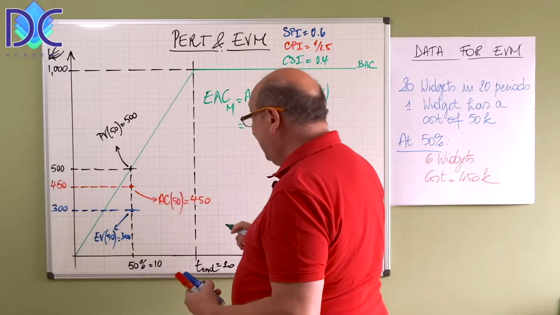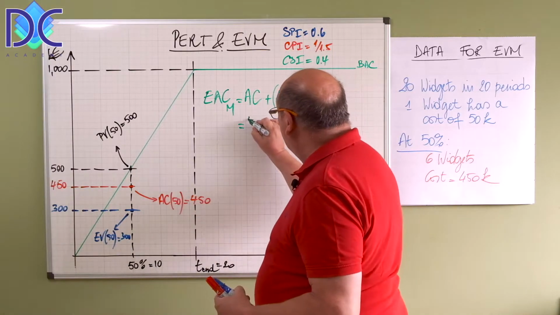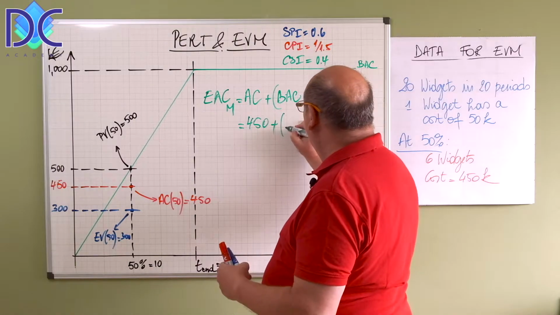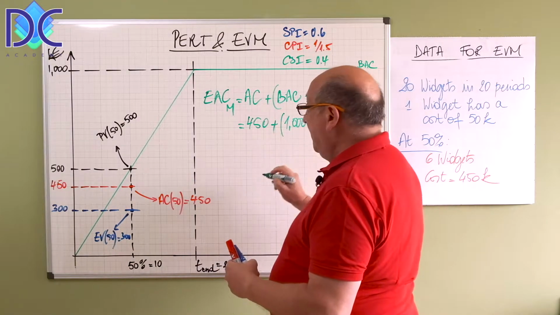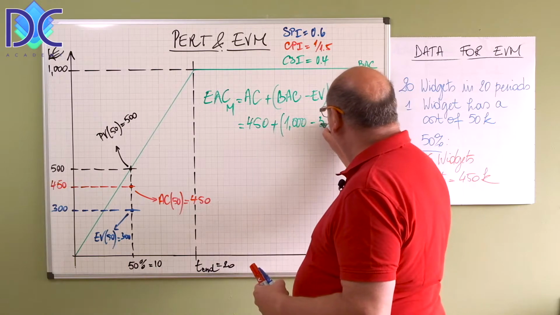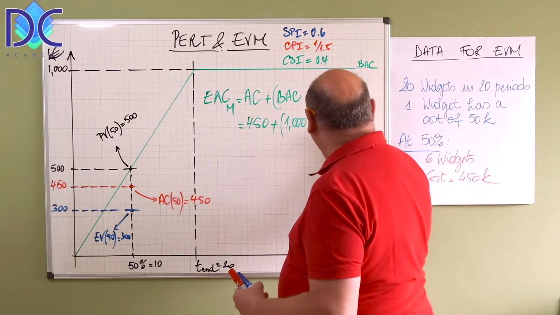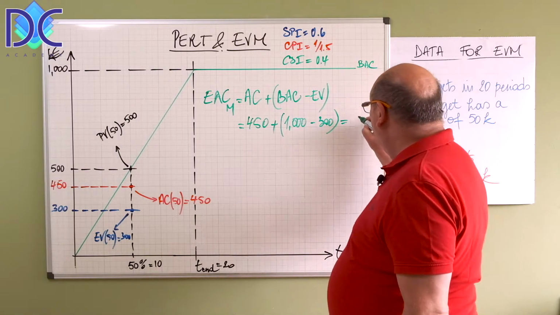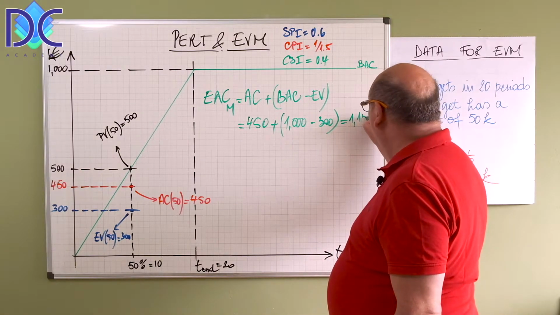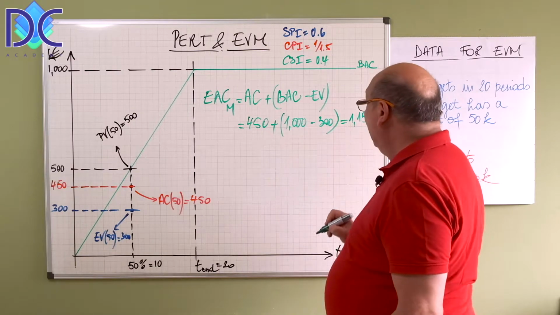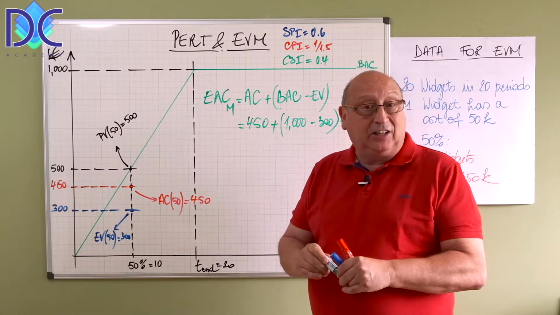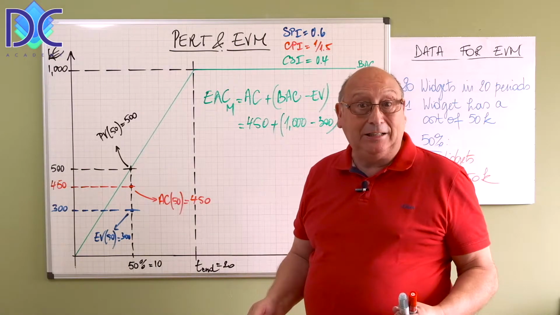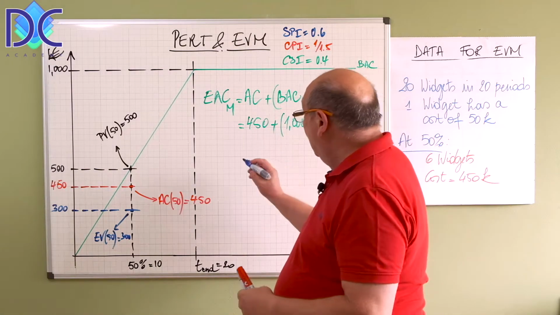And when we put it here, actual cost is 450 plus the BAC is 1000 minus the earned value is 300. So we find here 450 and 700. This is 1150K, which is the mathematical estimate, which is the optimistic estimate.